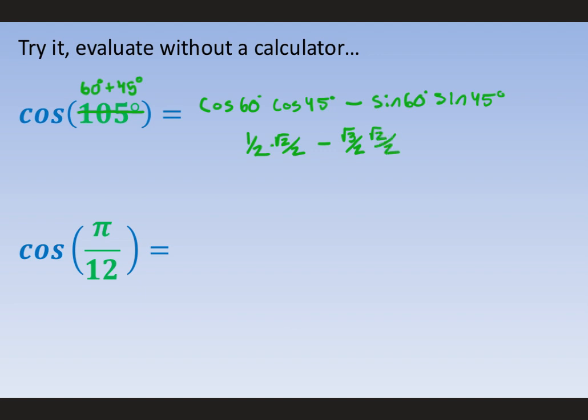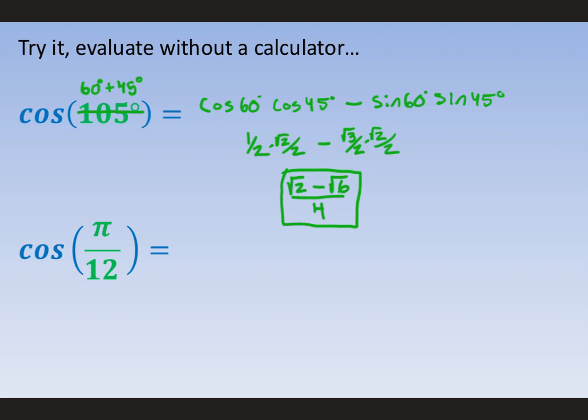You can multiply these together. You just multiply straight across the top, multiply straight across the bottom. You end up with root 2 minus root 3 times root 2, which is root 6. On bottom, 2 times 2 is 4. And this is our final answer: root 2 minus root 6 over 4. You can't simplify that any further.